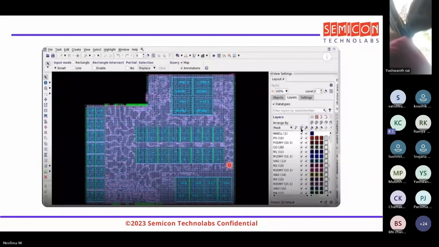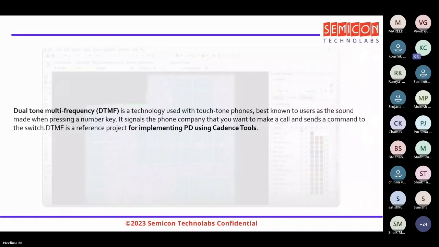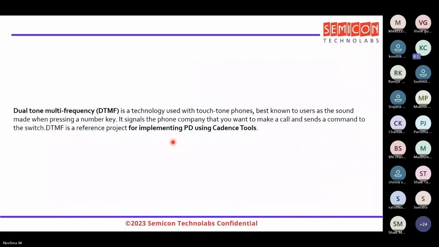Now, another important design which we have from Cadence is DTMF, dual tone multi-frequency. DTMF is a technology used with touch tone phones, best known to users as the sound made when pressing a number key. Even today we can hear the number key sound. That is nothing but DTMF, dual tone multi-frequency. It signals the phone company that you want to make a call and sends a command to the switch. DTMF is a reference project for implementing PD using Cadence tools.